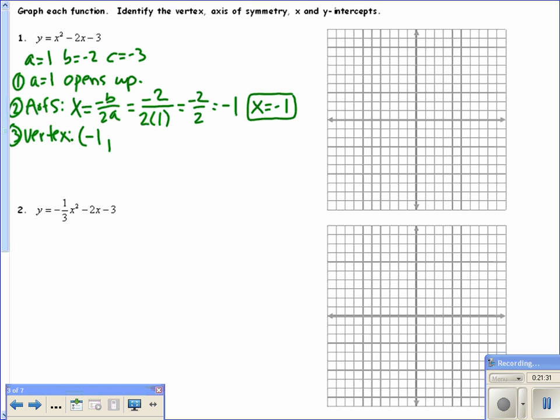If I want to find the y-coordinate, I'm going to plug the x-coordinate into my equation. So y equals (-1) squared minus 2 times (-1) minus 3. Again, notice I put it in parentheses. (-1) squared is +1, and then -2 times -1 gives me +2 minus 3. So in this case, what am I missing?